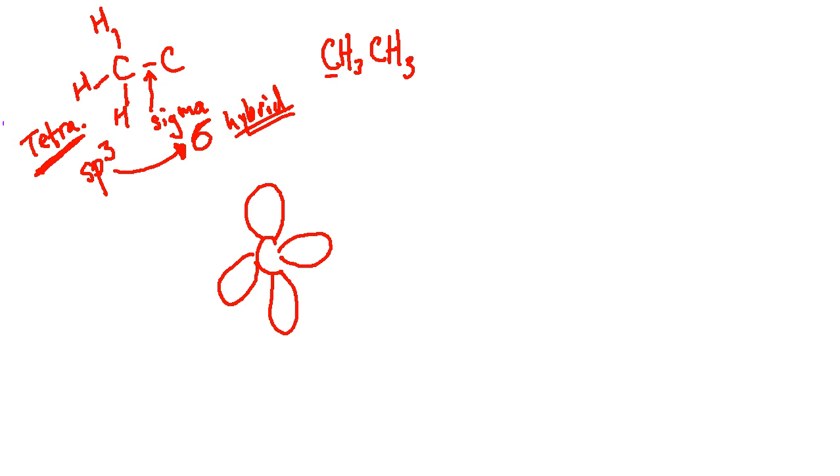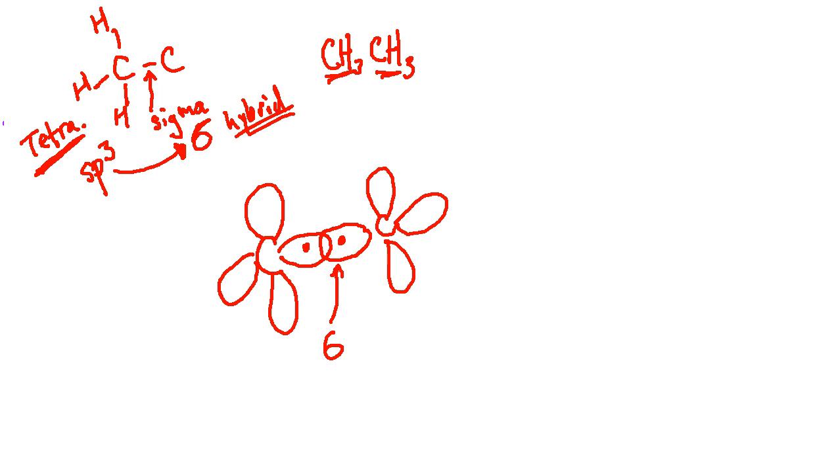So here's the carbon for my CH3. It's going to be bonded to another carbon. The idea here is these carbons are going to need to overlap, because they want to share these electrons. When they share these electrons, this is going to be a sigma bond, specifically the sigma bond that I've pointed to right here.